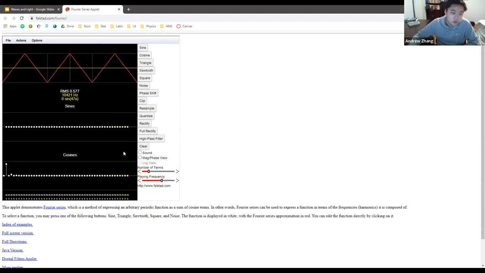If you look closely, it's not a perfect triangle. I couldn't even tell the difference between this and a normal triangle. But it's not exactly a triangle because it would also, like a square, require an infinite amount of terms of the sine and cosine stuff.